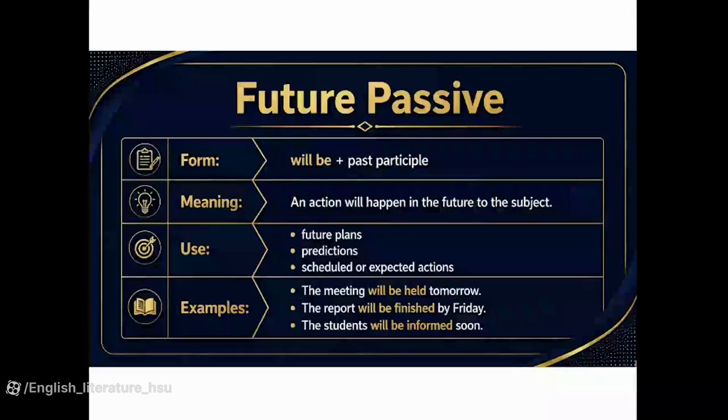Okay, and future passive. The structure is will be plus past participle, and it means that an action will happen in the future to the subject. We use this passive form for future plans, for predictions, or scheduled or expected actions. For example, when we say, the meeting will be held tomorrow, the report will be finished by Friday. Will be held, will be finished, will be informed. These are future passives.